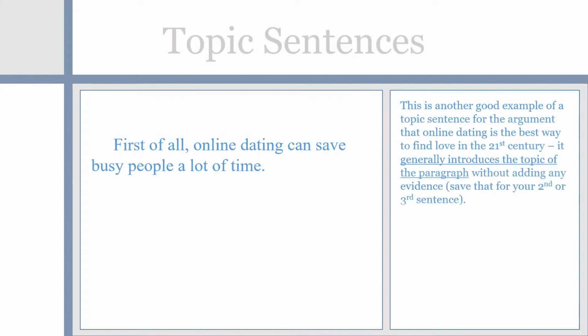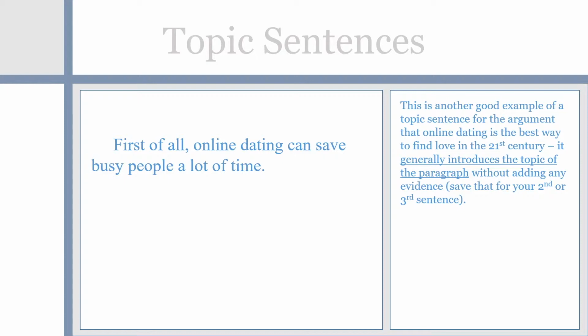Here is an example of an alternate topic sentence that could really work. First of all, online dating can save busy people a lot of time. This is another good example of a topic sentence for the argument that online dating is the best way to find love in the 21st century. It generally introduces the topic of the paragraph without adding any evidence. You want to save that for your second or third sentence of your body paragraph.